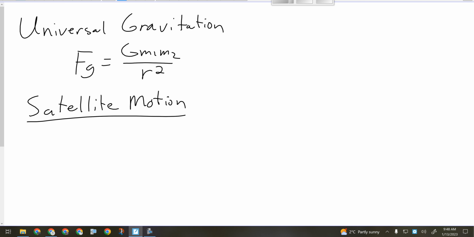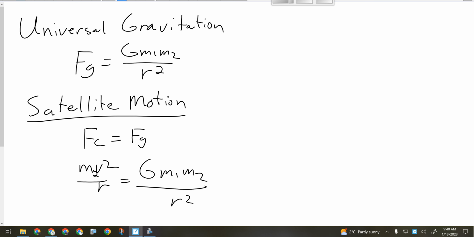A satellite motion question says that the centripetal force is being provided by the force of gravity. So that could be mv squared over r equals big G times m1 times m2 over r squared. But we also dealt with some problems that involved the orbital period instead. So in that case, I have to substitute for v.